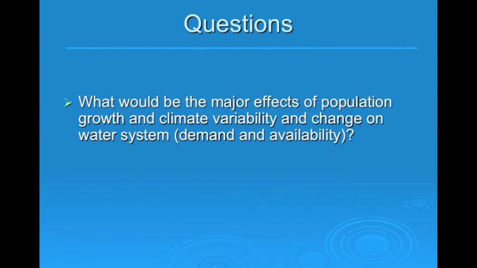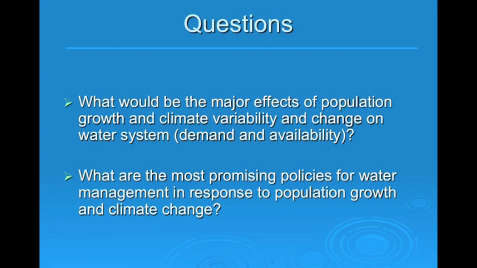So there's two key questions that drove this study. The first one is, let's look at what would be the major effects of population growth and climate variability and change on the water system, both on the demand side, because of population, and also on the availability side because of the climate issue. That was the first question on the impacts, and that drove the development of this model. The second one is to try to understand what will be the most promising policies to manage water in response to these triggers of population growth and climate change. So those were the two major driving questions going into this.